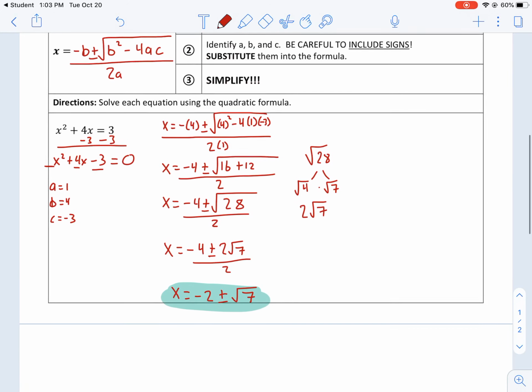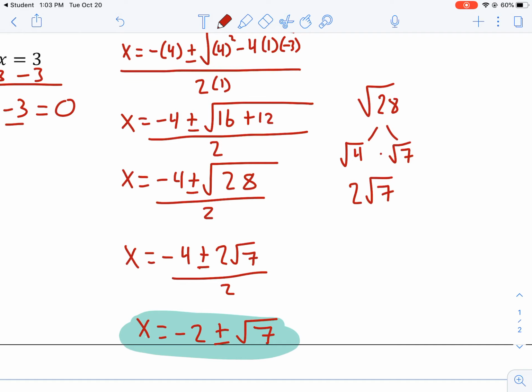So this is just what you're going to be doing on your practice: simplifying your radical as much as you can. If there's a negative in there, that's okay, we just add an i.